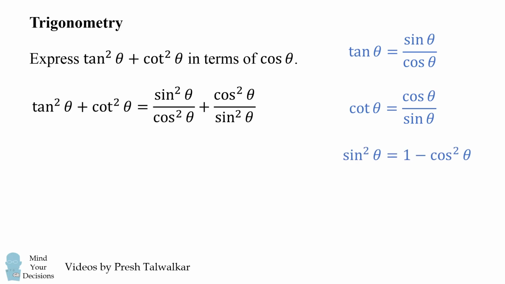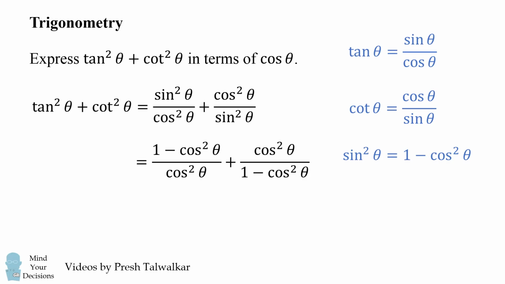We can do this with the identity sine squared of theta is equal to 1 minus cosine squared of theta. And when we substitute that in, that's about as simplified as we can get. We have 1 minus cosine squared of theta all over cosine squared of theta plus cosine squared of theta all over 1 minus cosine squared of theta. So now let's go to the algebra question.